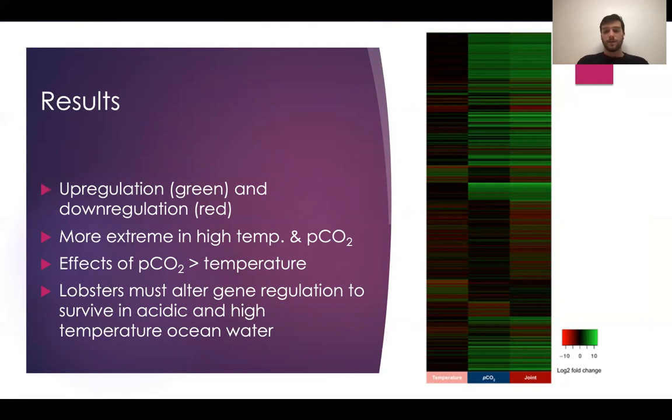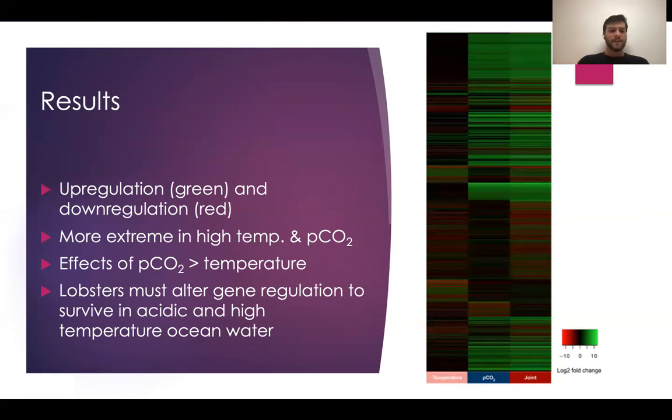So here on the left side are the lobsters that were exposed to high temperature environments. You see a lot of down regulation and a little bit of up regulation. In the middle is high carbon lobsters, and you see high levels of upregulation and a decent amount of downregulation. And then on the far right, you see high temperature and high carbon levels, and this is the most upregulation and the most downregulation from all lobsters.